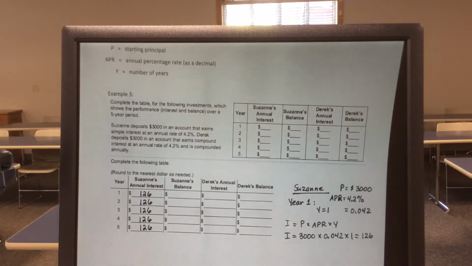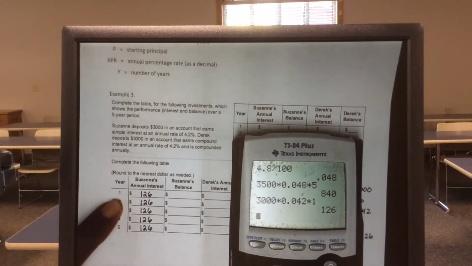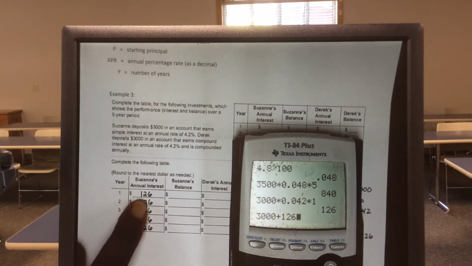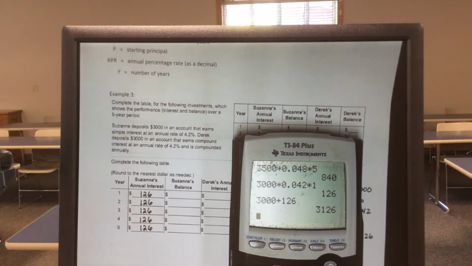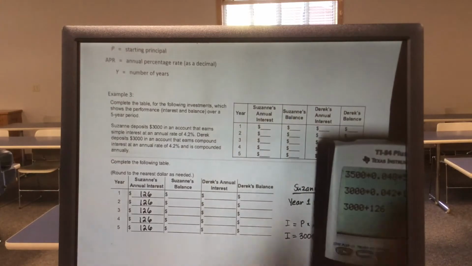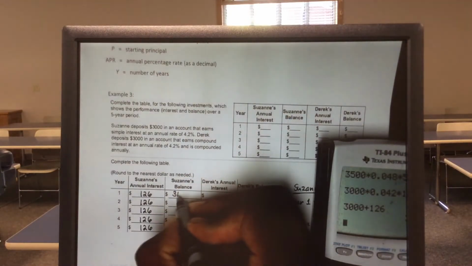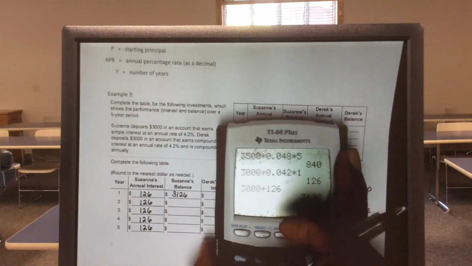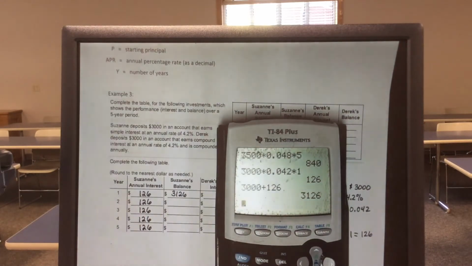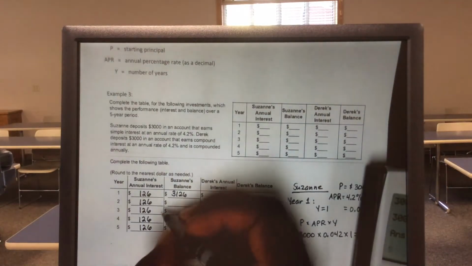Now we're going to find out what Suzanne's balance is. After the first year, she starts off with $3,000, and after the first year, we're going to have $126 as an annual interest, which will give her balance after the first year, $3,126. And then for the second year, we'll add 126 to the 3126. That'd be $3,252.